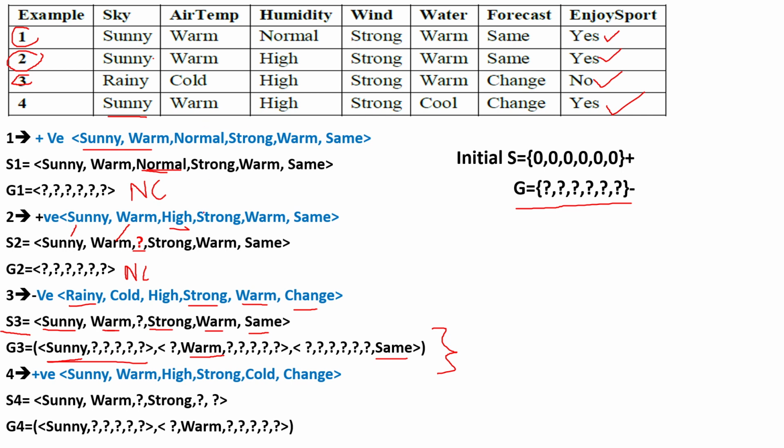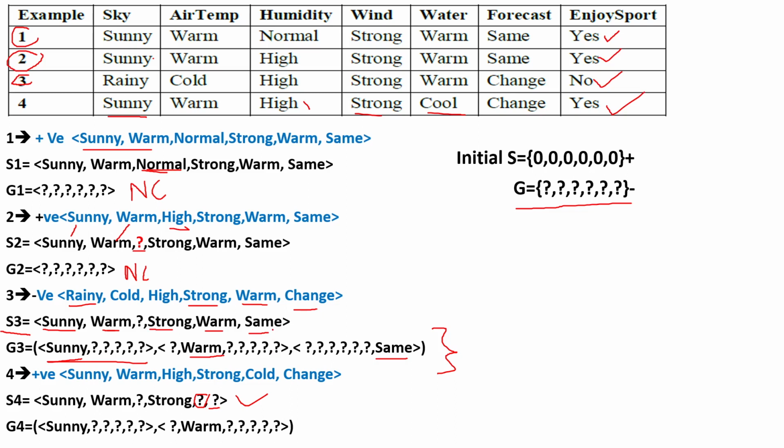Next, humidity, because earlier it was a question mark, no need to consider that parameter. Strong, that also has no change. Warm is now changed to cool, so there is a change in parameter. You have to substitute it with a question mark. Then same is changed to change, so it is again a question mark. So these are the entries to be made or updated in the specific hypothesis.